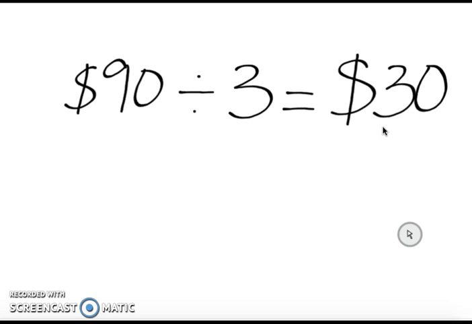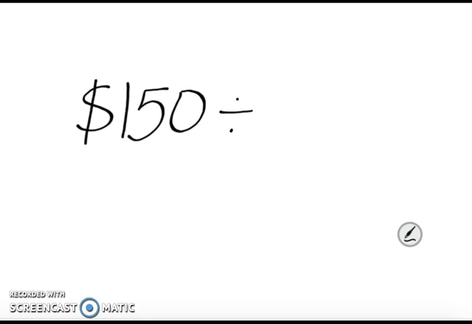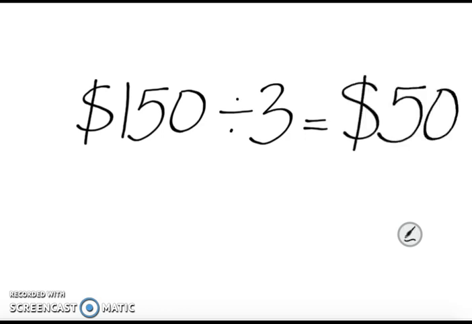All right, one more. $150 divided by 3. Hit pause. Okay, you should have gotten $50. If you take the 0 and cover it up, you would get 15 divided by 3. 15 divided by 3 is 5. That 0 that you covered up, put it on the end, and you get $50.